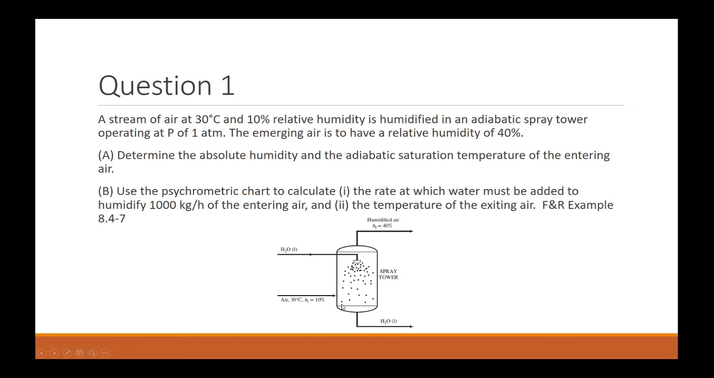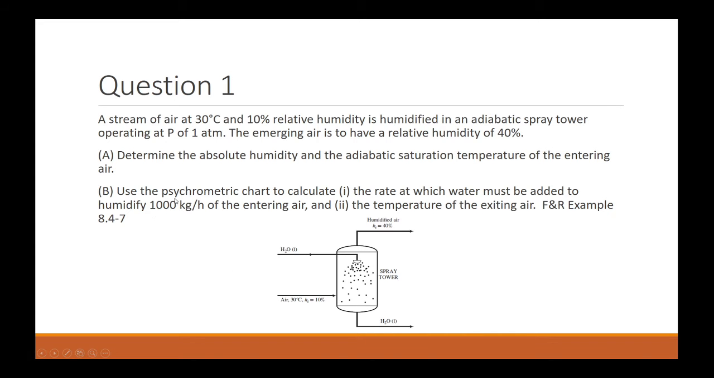So for tutorial 8, question 1, a stream of air at 30 degrees Celsius and 10% relative humidity is humidified in an adiabatic spray tower operating at the pressure of 1 atm. The emerging air is to have a relative humidity of 40%. A. Determine the absolute humidity and the adiabatic saturation temperature of the entering air here.